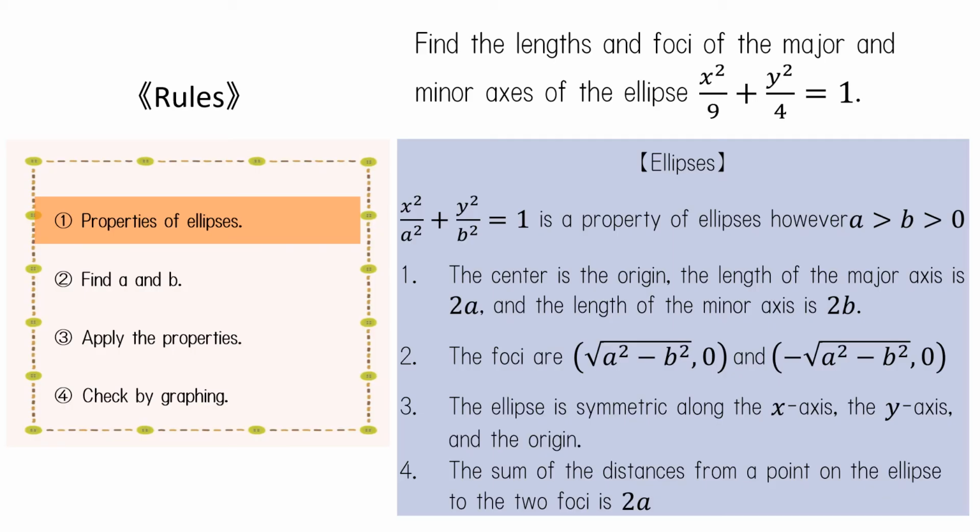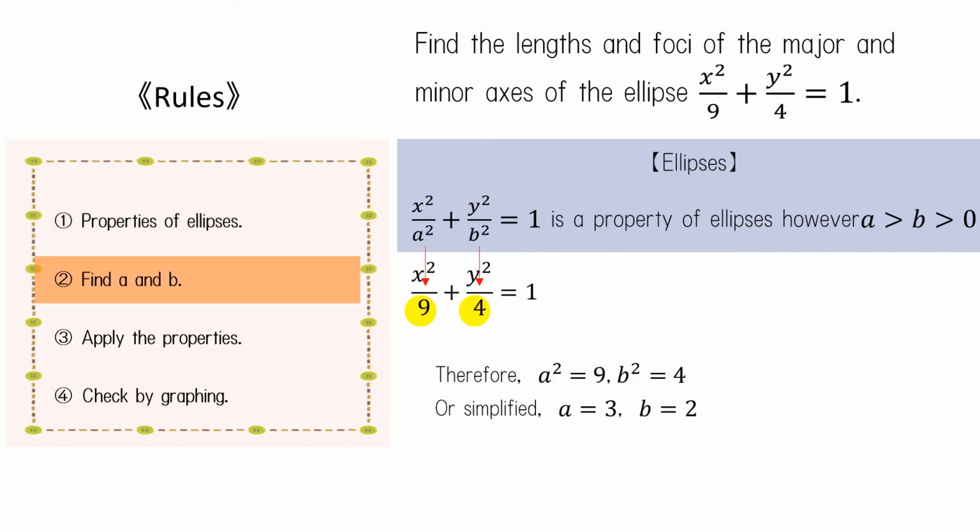Finally, let's review what we have learned. Let x squared over 9 plus y squared over 4 equal 1, and use the properties of ellipses to find the lengths of the major and minor axes, as well as the foci. First, find a squared and b squared that apply to the property. Doing that, we get a squared equals 9 and b squared equals 4, and a being greater than b being greater than 0, which gives us a equals 3 and b equals 2.